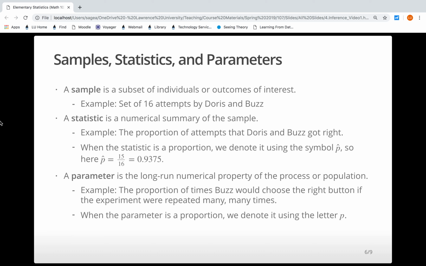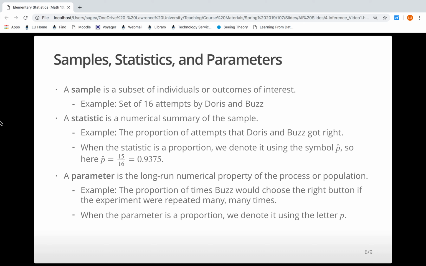Let's start with some basic terminology. A sample is a subset of individuals or outcomes of interest, in this case the set of 16 attempts by Doris and Buzz. A statistic is a numerical property of that sample. In our situation, the statistic would be the proportion of attempts that Doris and Buzz got right, 15 out of 16, or 0.9375. When a statistic is a proportion, we'll use the symbol p with an accent mark over it, which we call p-hat.